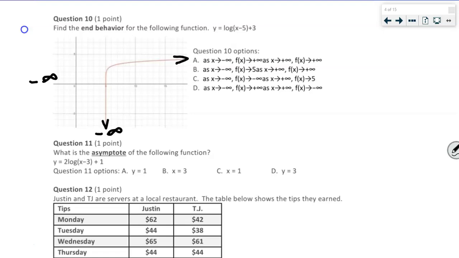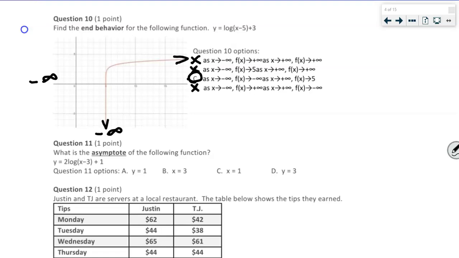As we move towards negative infinity, positive infinity, no. As we move towards negative infinity, does it move towards 5? No. As we move towards negative infinity, does it move towards negative infinity? Well, this one looks like it might be it, but let's look at the last one. As we move towards negative infinity, does it move towards positive infinity? No. So by the process of elimination, C is going to be the answer.